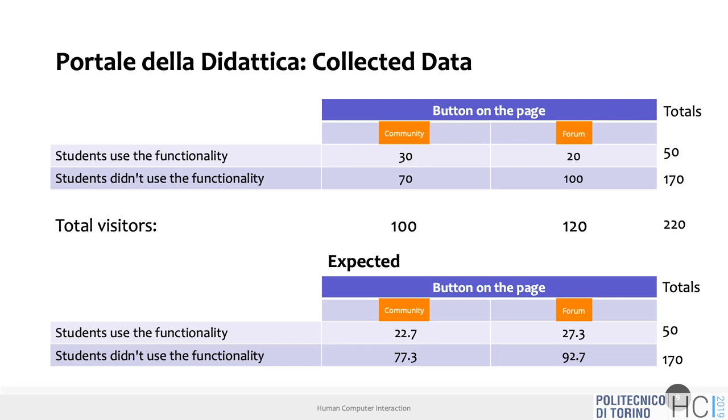The chi-square is a little bit longer than before to compute. Because remember, we have the observed number in the first case minus the expected number in the first case, squared and divided by the expected number, plus the observed number in the second case, minus this, squared and divided by this, plus we have one more row here, plus the observed number in the other case, in the student didn't use the functionality, minus 77.3 squared divided by 77.3. So four terms, sum, basically. So let's try to do this computation. We will see if I did it right or not.